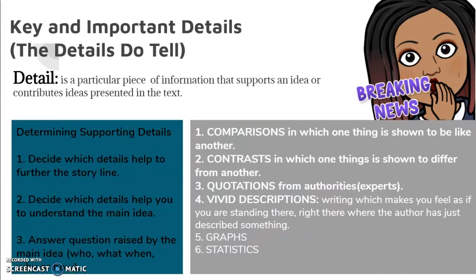All right, so another slide about details. You need to know that in order to determine the details, you have to ask yourself, when we're looking at fiction, which details help to further along the story? What are the events that help us to push the story, to develop the story? Which details help you to understand the main idea? Can you answer the following questions? Who, what, when, where, why, and how?